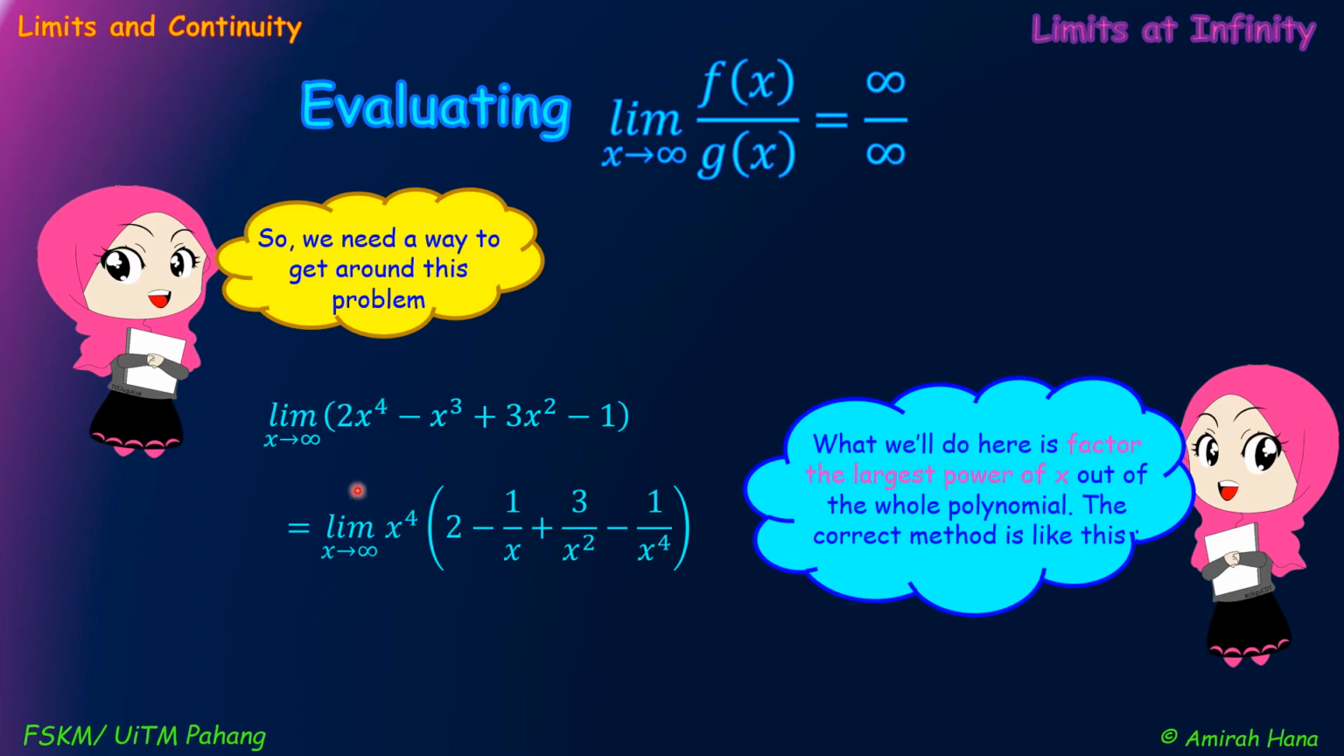Let us check whether we factorized the correct way. If we expand this, we should get the original function, right? x to the power of 4 times 2, we get back 2x to the power of 4. x to the power of 4 times negative 1 over x, we get back minus x cubed. And then x to the power of 4 times positive 3 over x squared, we get back plus 3x squared. And then x to the power of 4 times negative 1 over x to the power of 4, we get back minus 1, right?